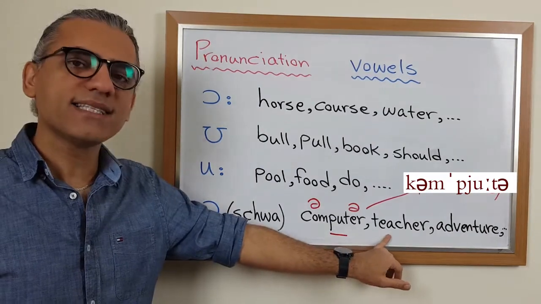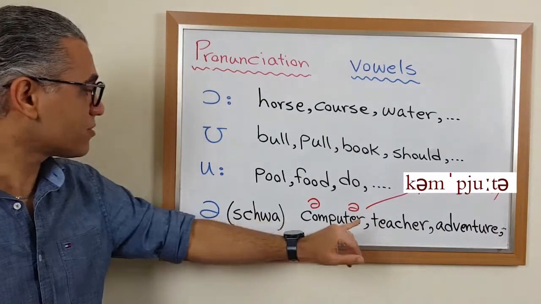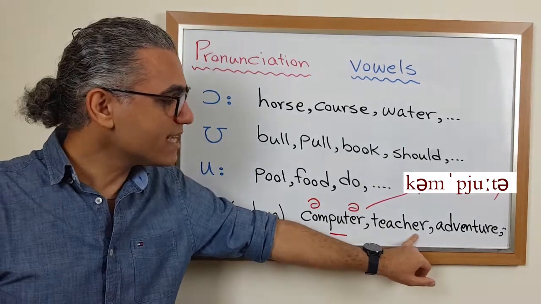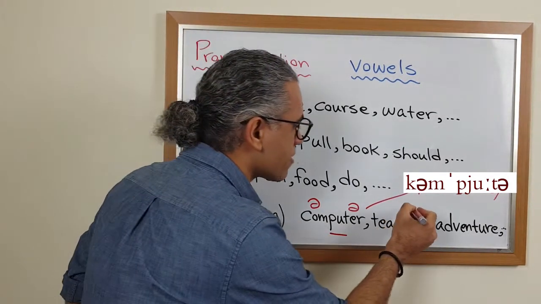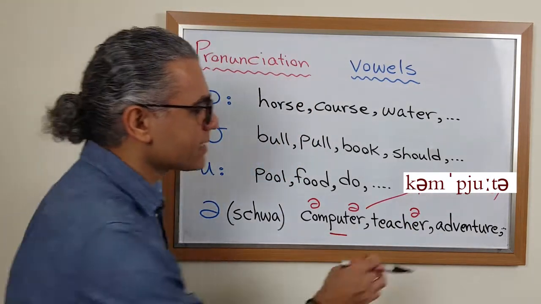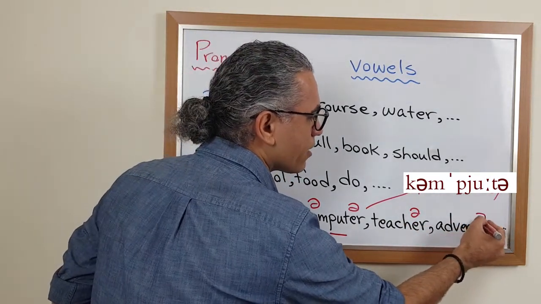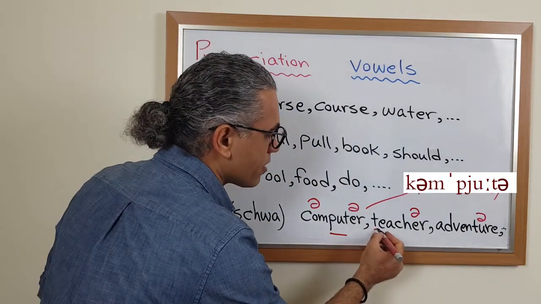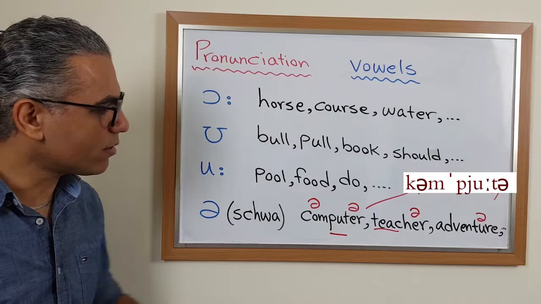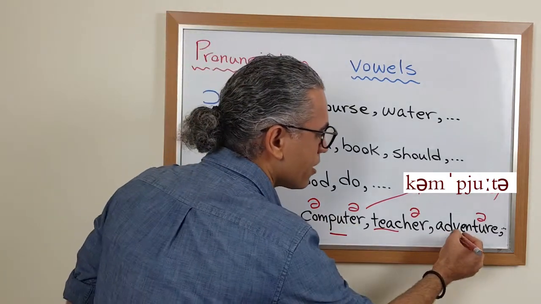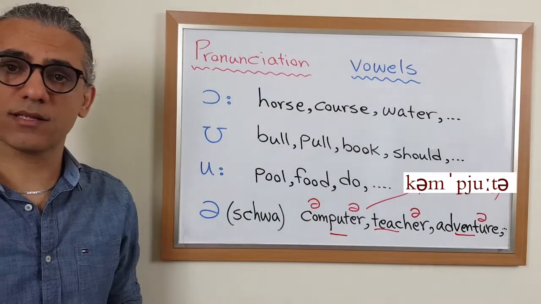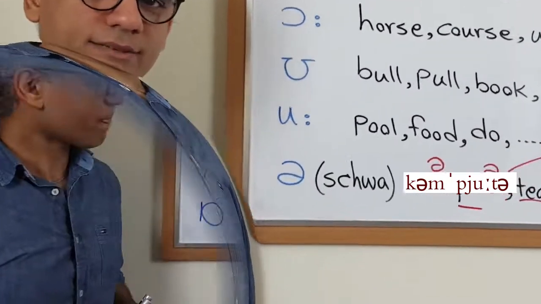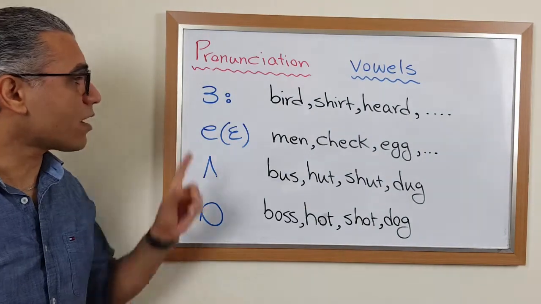Look at this, teacher. The first sound is the long vowel E, and this is the schwa. And adventure, this is the schwa. In teacher, the stress is on the first syllable. In adventure, the stress is on the second syllable, but it is never on the syllable with the schwa in it.